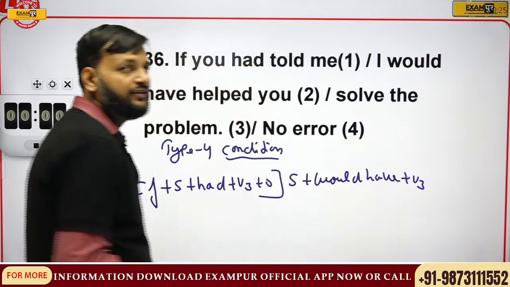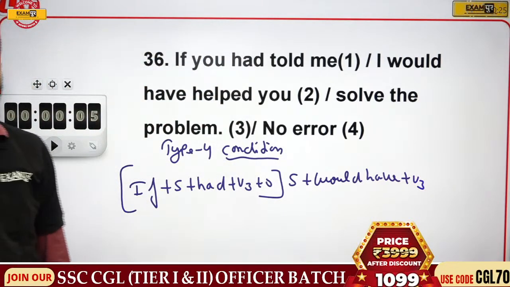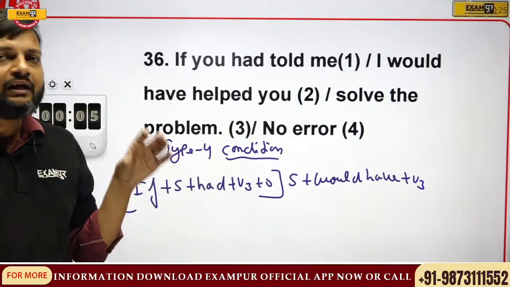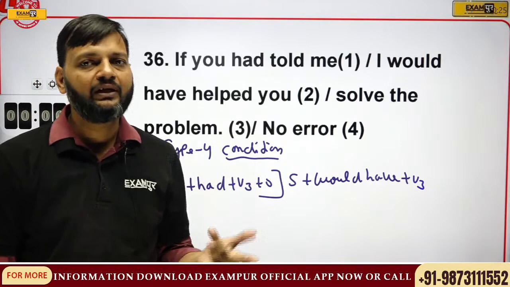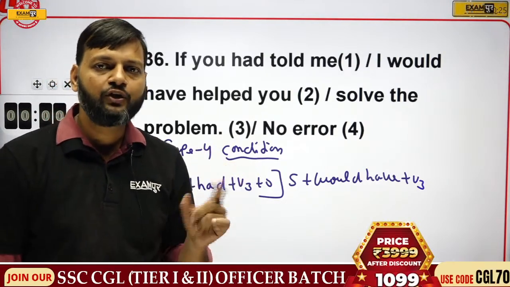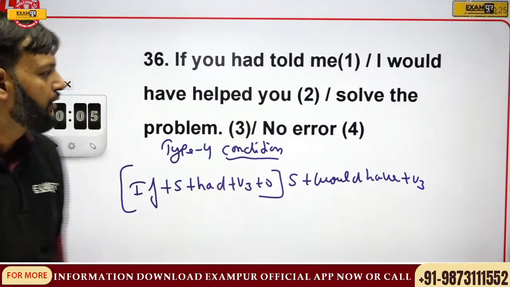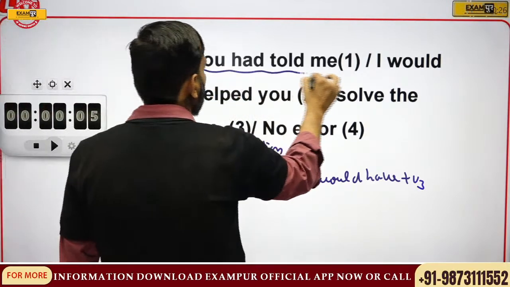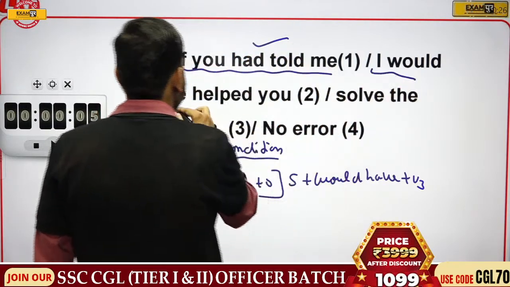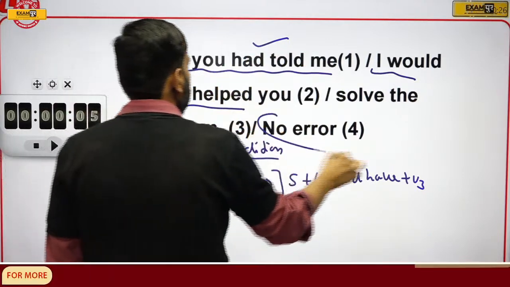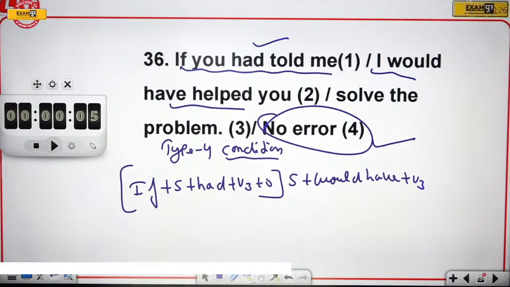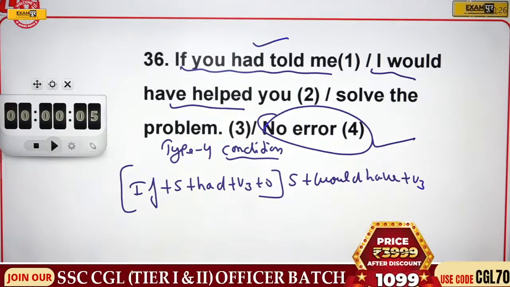Okay, there are 6 types of conditional sentences. So this is type 4 conditional. In type 4 conditional, the if clause should be in past perfect, whereas the main clause should have would have plus V3 or should have plus V3. So here we have, if you had told me, this is past perfect. Past perfect should be followed by would have plus third form. So here we have would have plus third form. This means this sentence does not have any error. This sentence is absolutely correct. There is no error in this sentence.